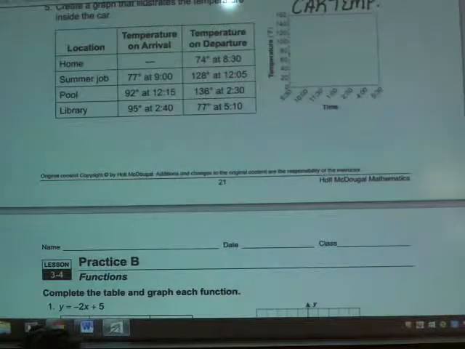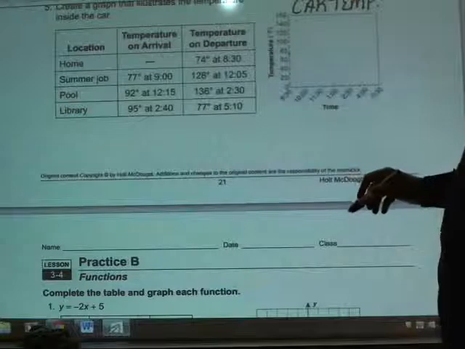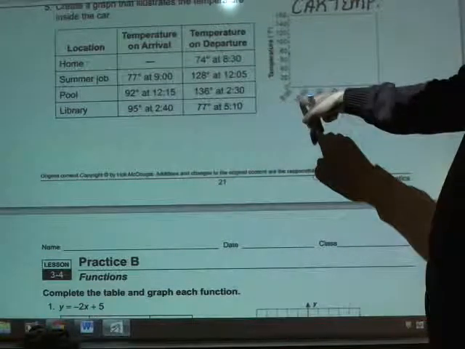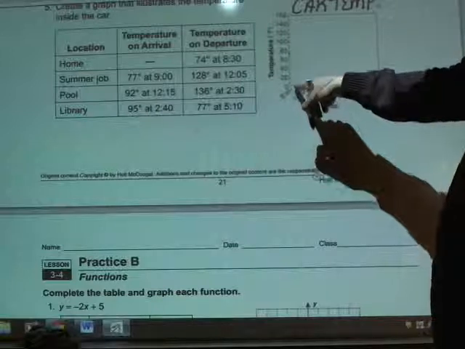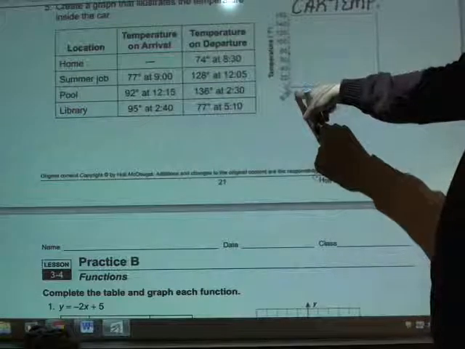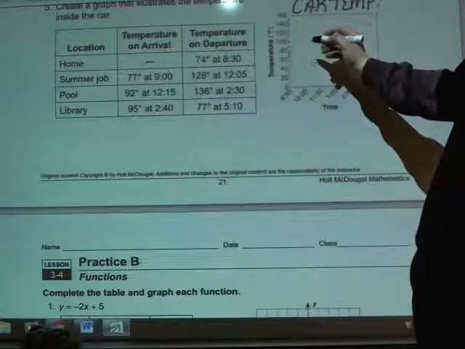And then at 9 o'clock, when we get to our summer job, the car temperature is up to 77 degrees. Now realize there's a gap of an hour and a half in these jumps, so halfway would be 45 minutes. For instance, I'll go quite halfway here. So I'm going to go a little bit less than halfway, but I've got to go up to 77 degrees, so just beneath the 80 mark.